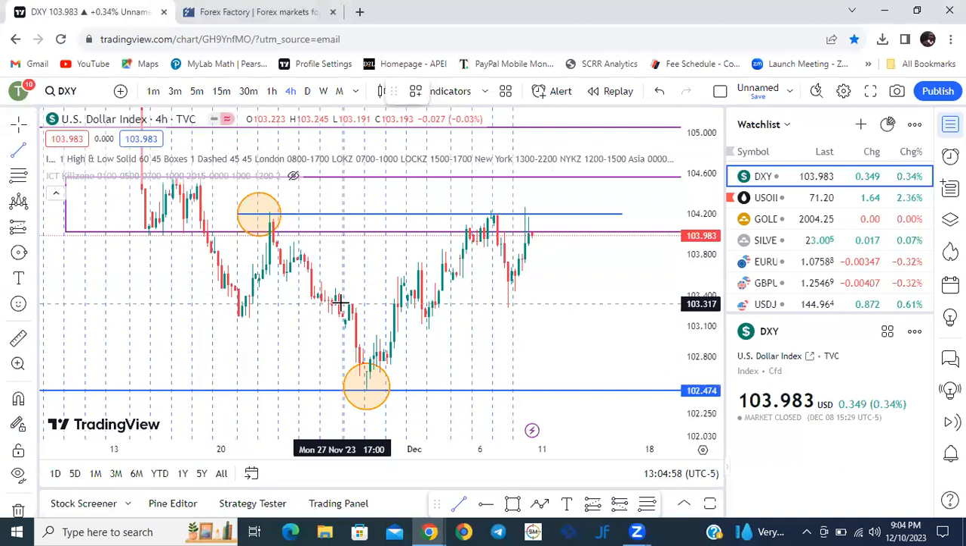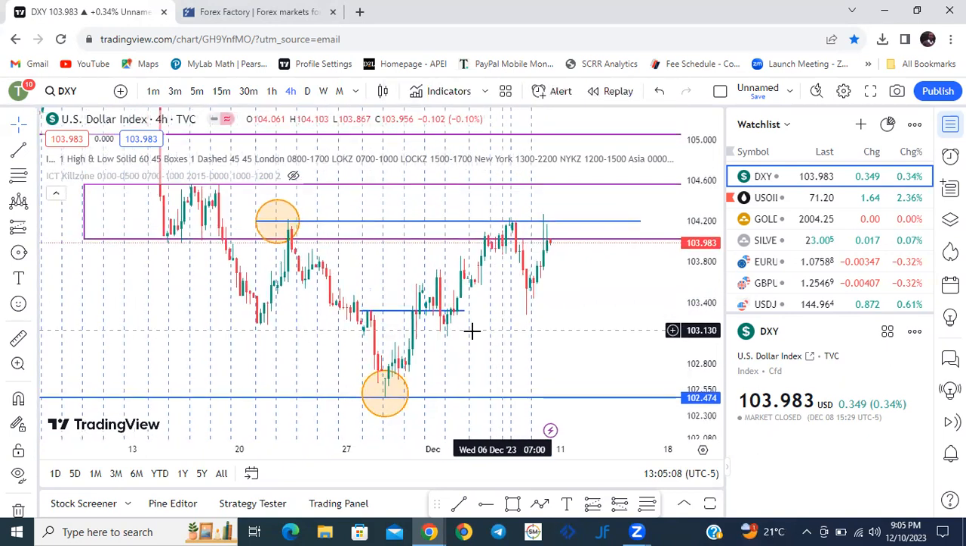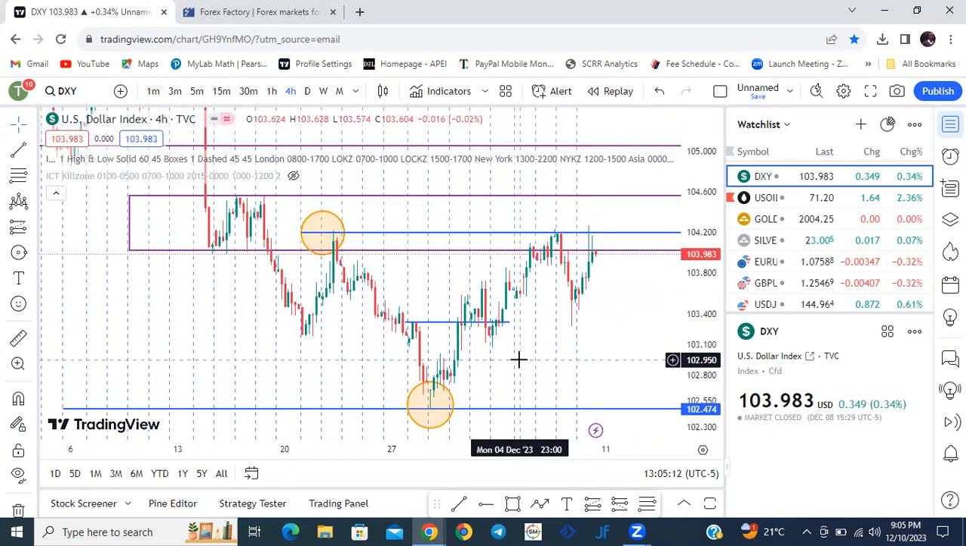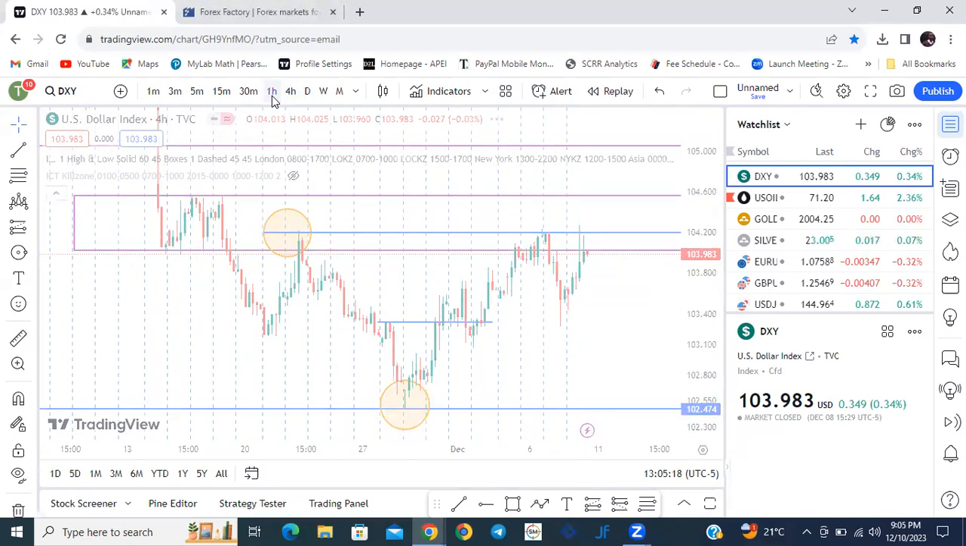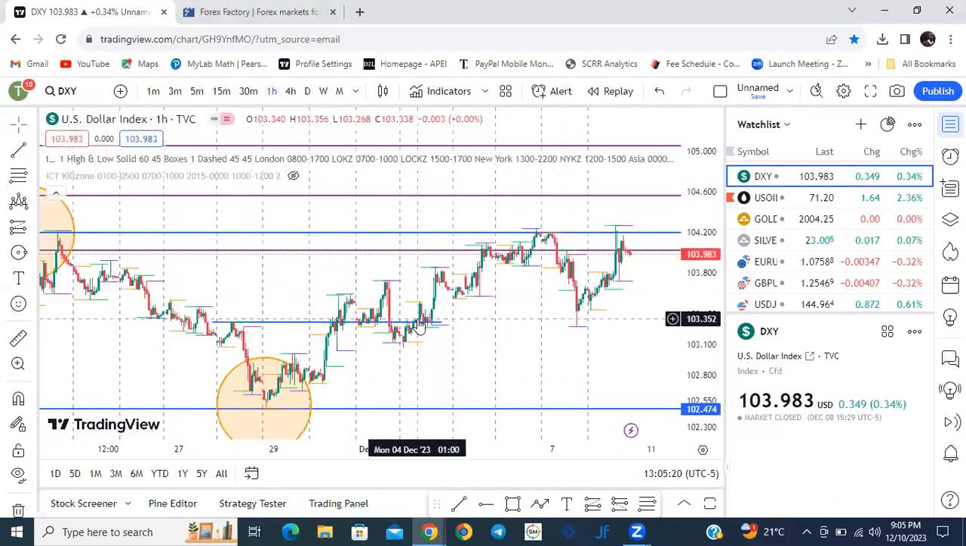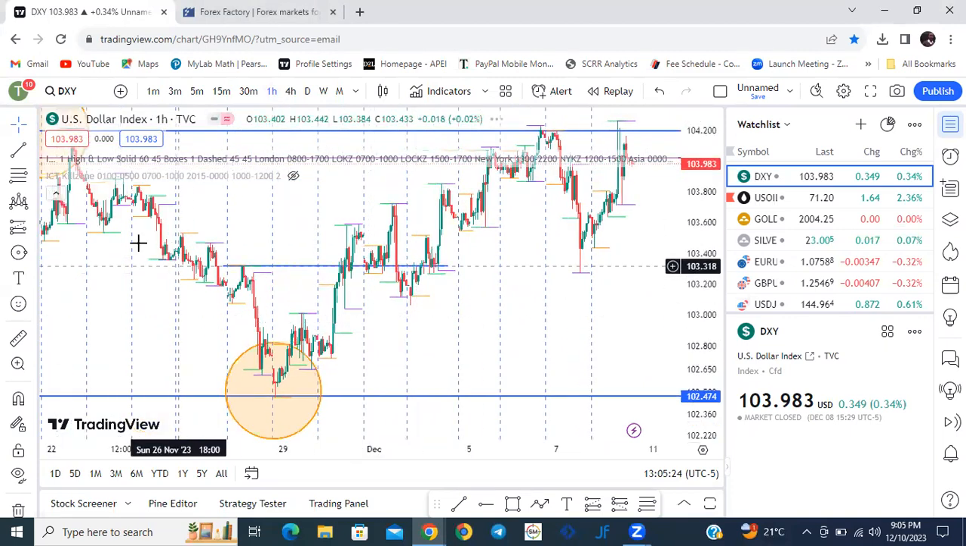But we have a BOS at this level. So we can say from the 4-hour time frame, the price is trying to create higher highs and higher lows, so it's turning bullish. Until all the time frames align, like the daily, the 4-hour, and then the 1-hour. From the 1-hour, it's already bullish. We can see some form of bullishness.